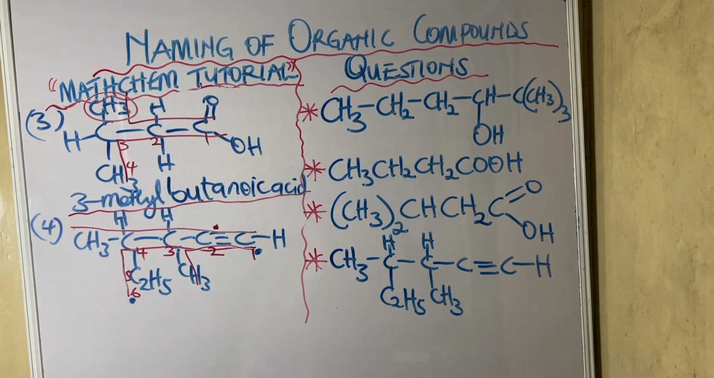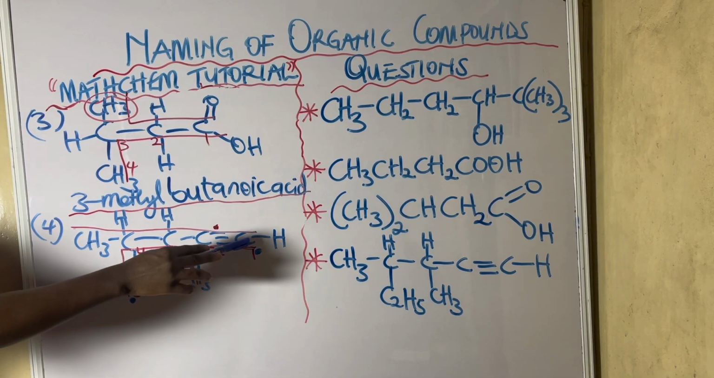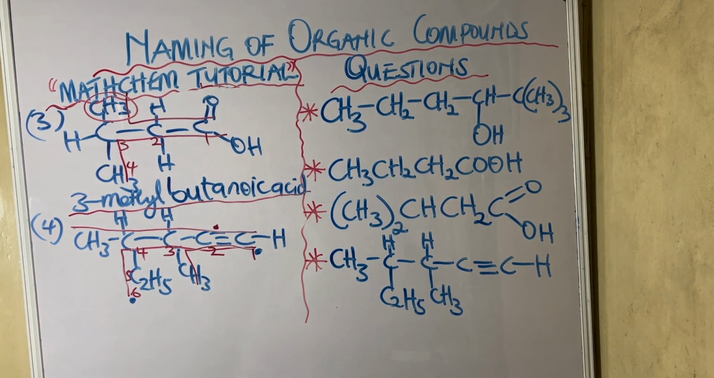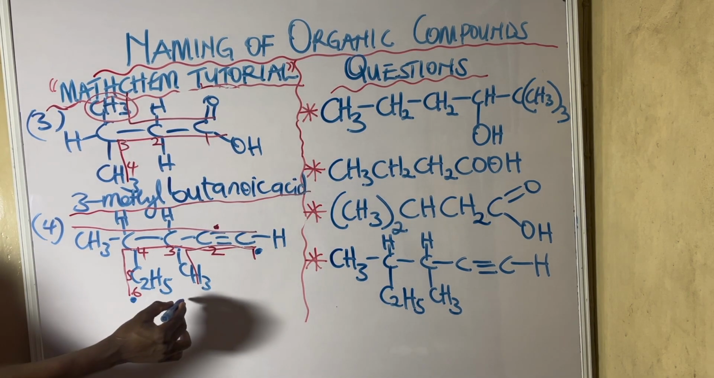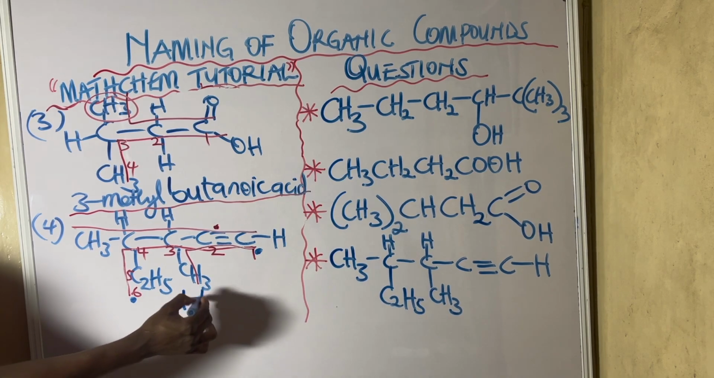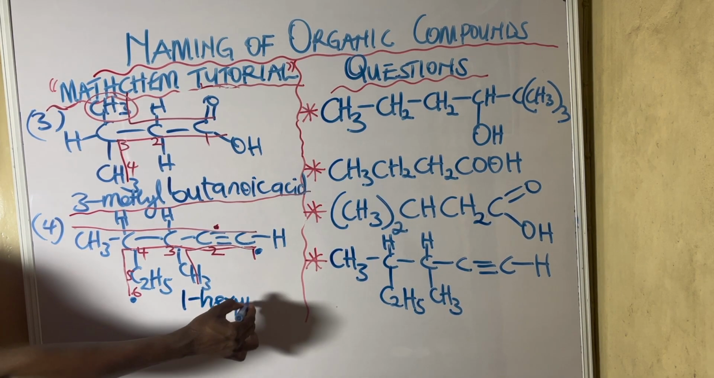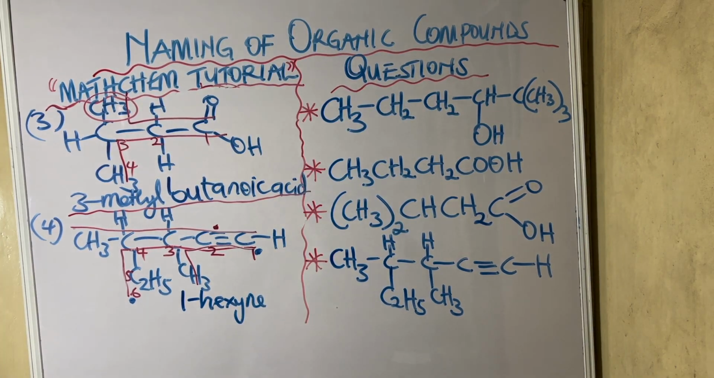So now looking at this, my triple bond is attached to which carbon? It is attached to this first carbon. The triple bond is attached to the first carbon, and I have 6 carbons here, so that makes it 1-hexyne. So that makes it 1-hexyne, as you can see.